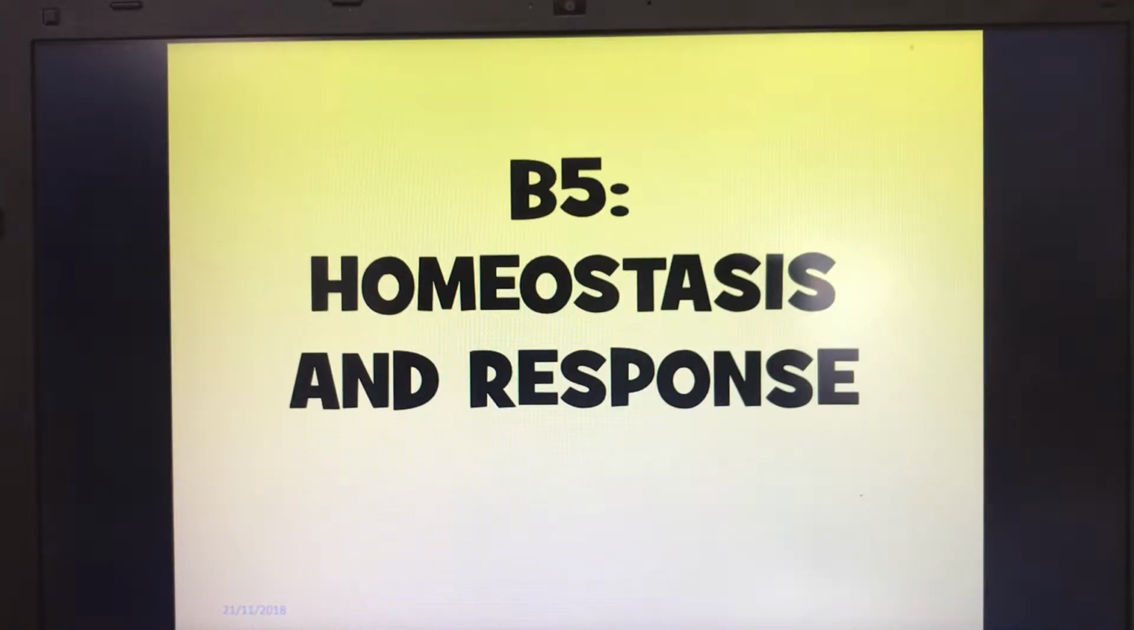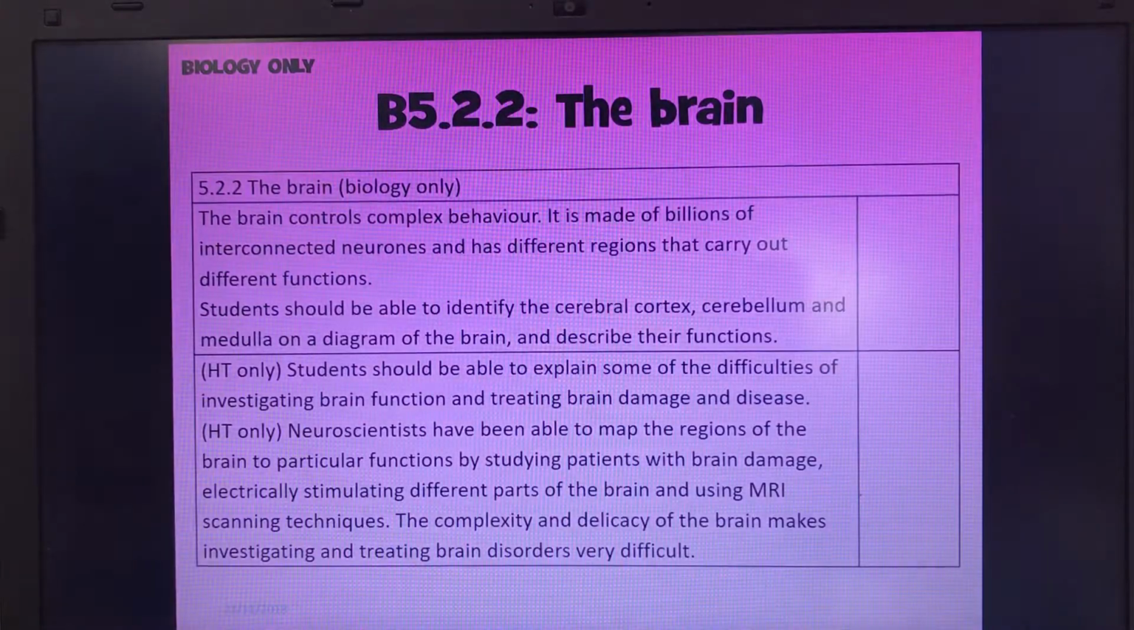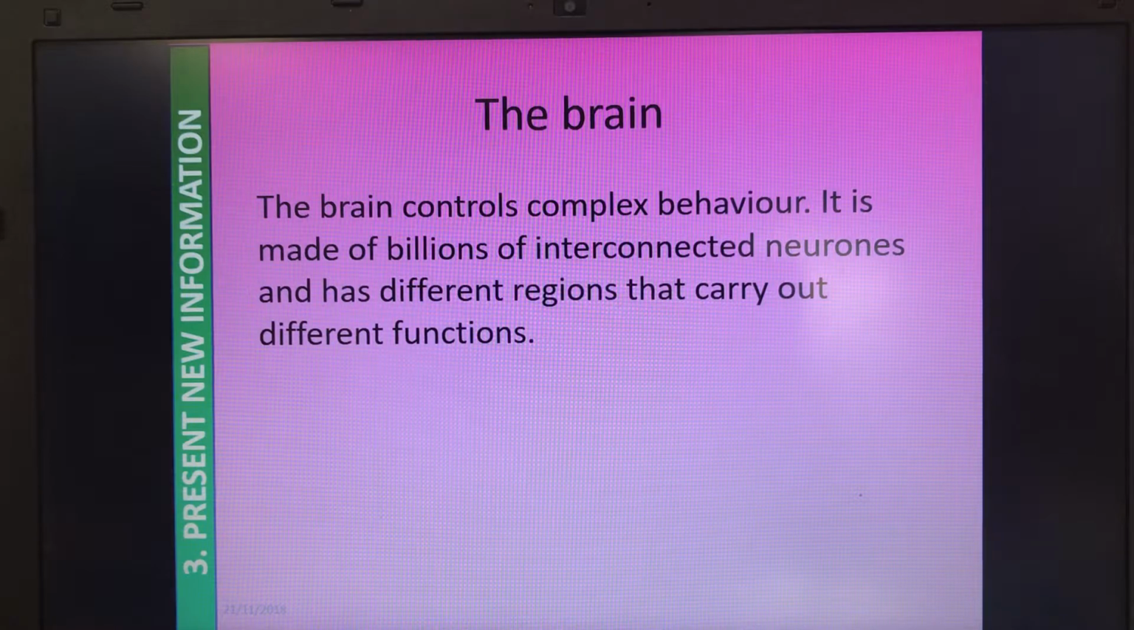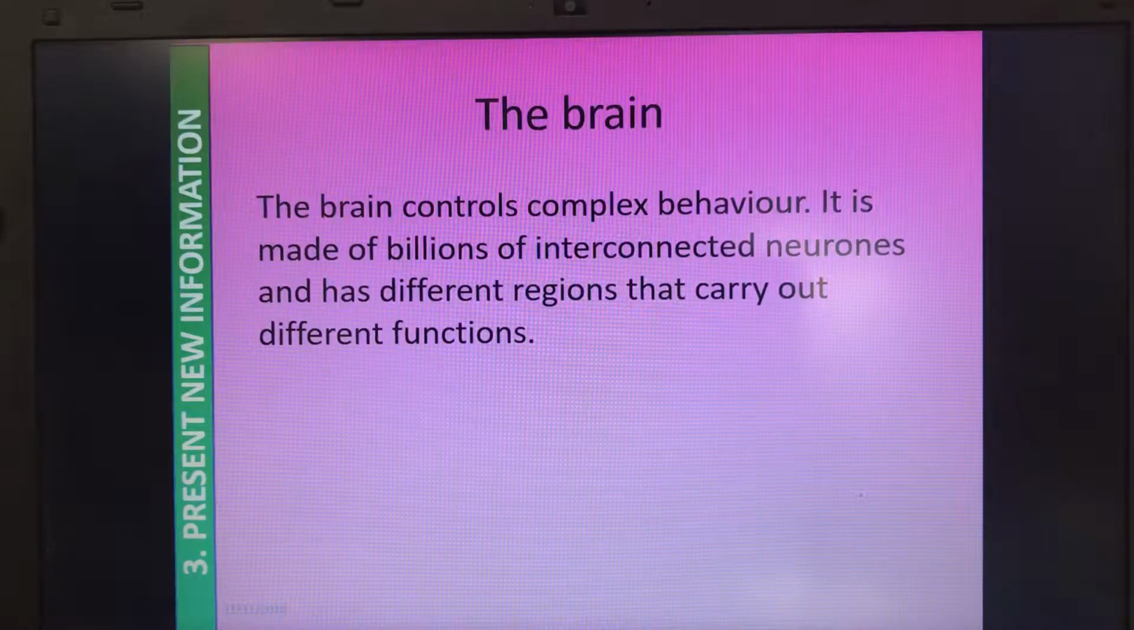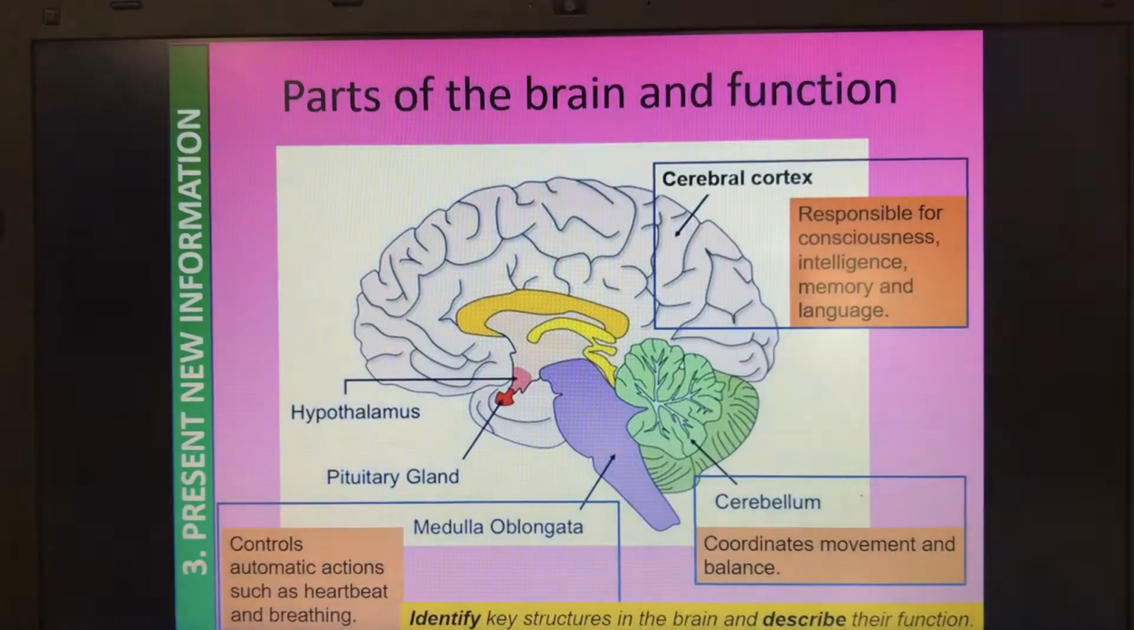This video is looking at the B5 topic and some triple content, looking at the structure of the brain and investigating the brain. So we know that the brain is a very complex organ. It's made of billions of neurons all interconnected, and different parts of the brain carry out different functions.